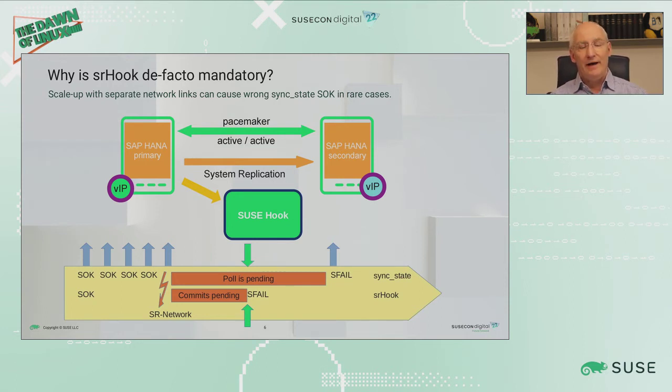In rare cases, the sync state cannot be fetched by the SUSE cluster when an error situation occurs while the system replication network is broken and the cluster network is still intact. Then we can see here on this diagram there is a short phase where the cluster may get a wrong system replication status by polling this attribute. On the other hand, even in this situation, the srHook will be raised or written by HANA with the correct value at a certain time.